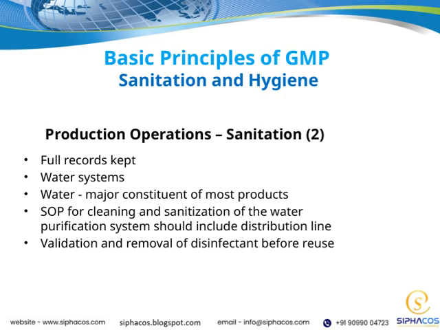Moving on to the basic principles of good manufacturing practice, or GMP, sanitation and hygiene are at the core. Maintaining proper sanitation and hygiene practices helps us produce safe, high-quality products consistently. All these points tie back to our overall goal, ensuring that every step in production supports product safety and quality through proper sanitation and hygiene practices.